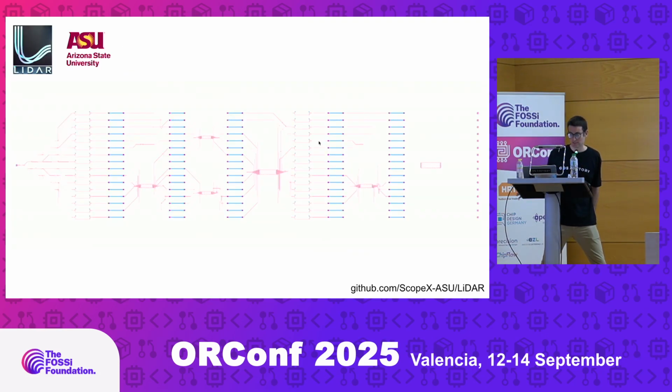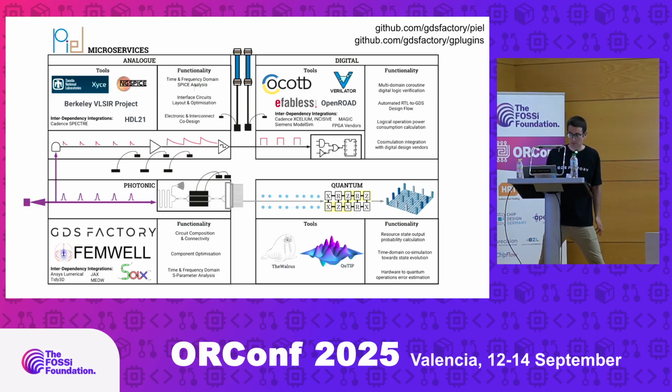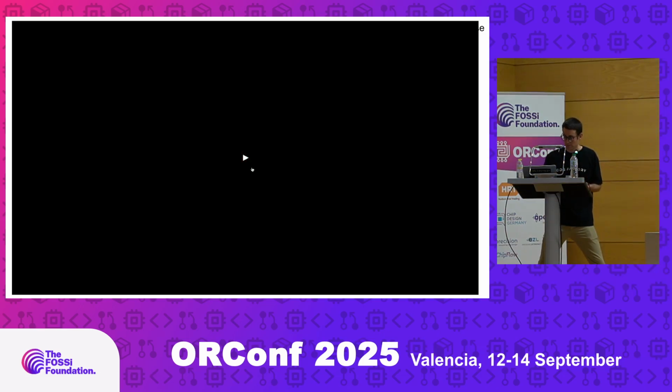You can see this is a tensor core multiplier, so you can see how fast it routes. We have done a microservice architecture where we can go from digital to analog to photonics and RF. And you can also interface with the quantum tools.